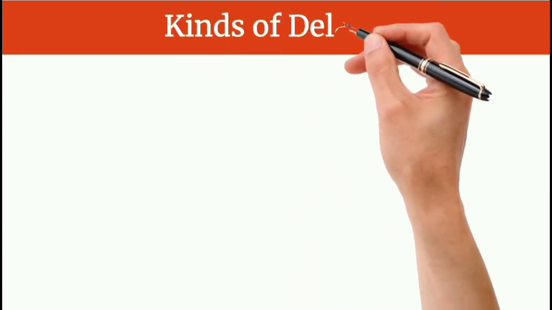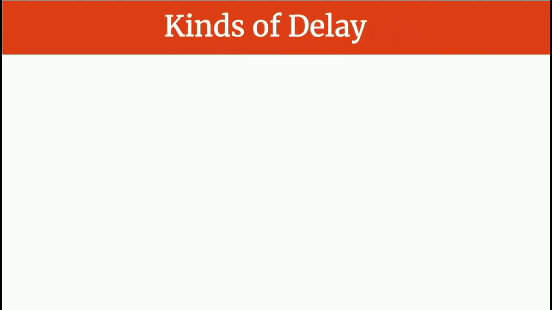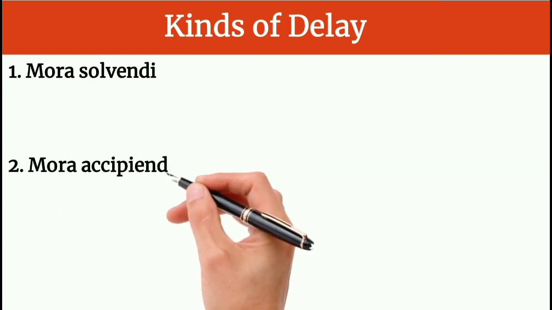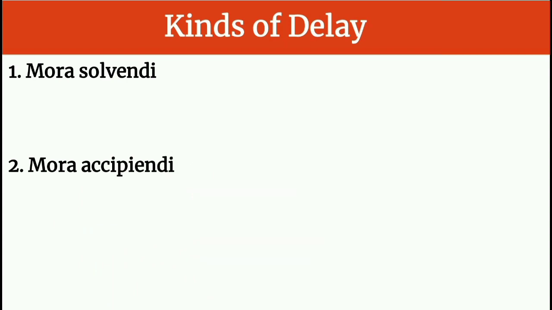Before that, let's study first the kinds of delay. There are three kinds of delay, and they are mora solvendi, mora accipiendi, and compensatio morae. Mora solvendi is the delay on the part of the debtor. In other words, this is the debtor's delay.